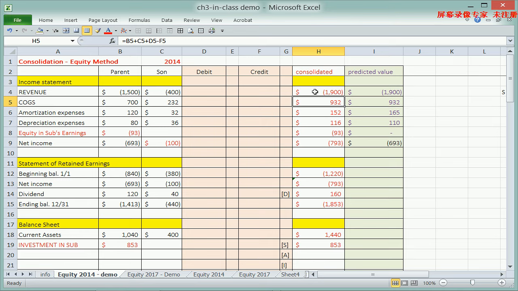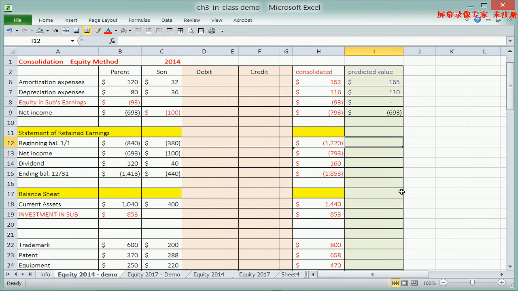Okay, so you can see currently, because we do not have any debit and credits, our consolidated numbers are different from our predicted numbers. That is because we need to adjust to reach our predicted value. Next, let's move on to the consolidated statement of retained earnings.